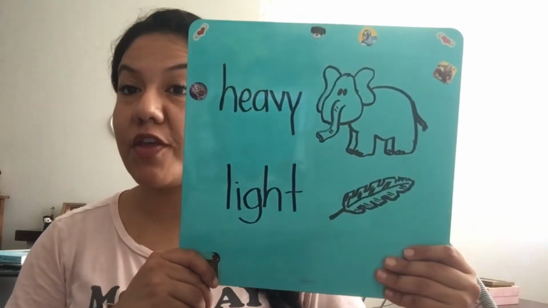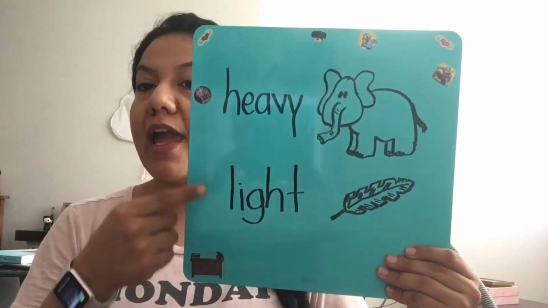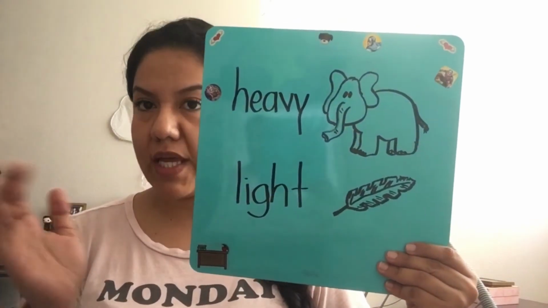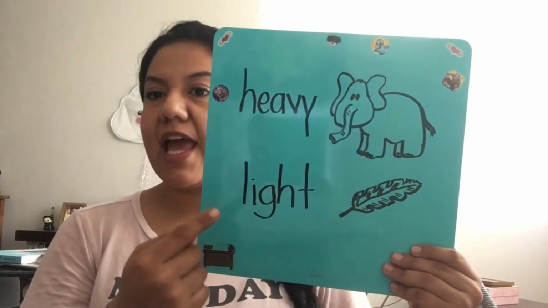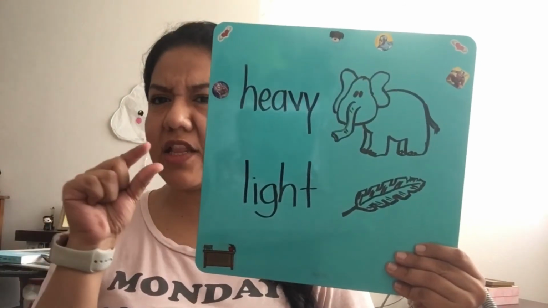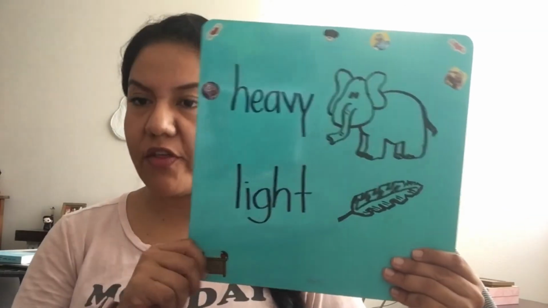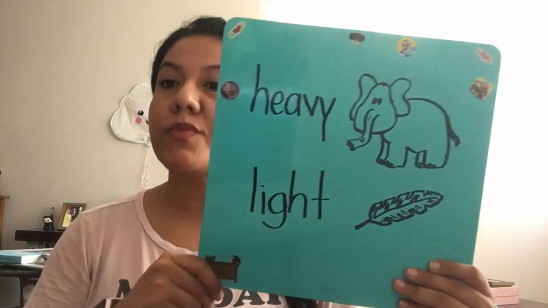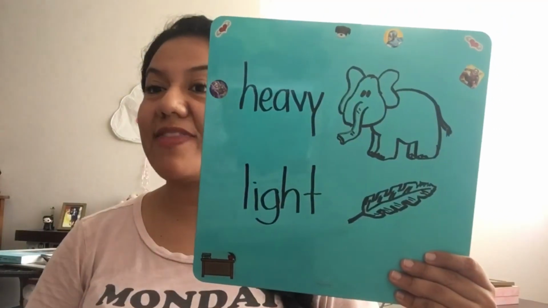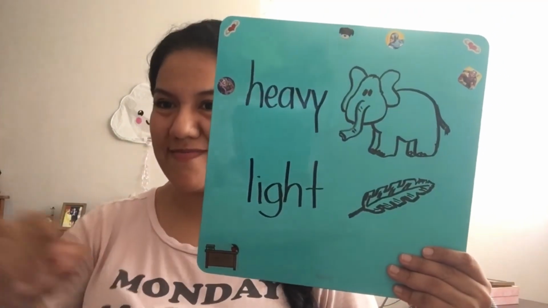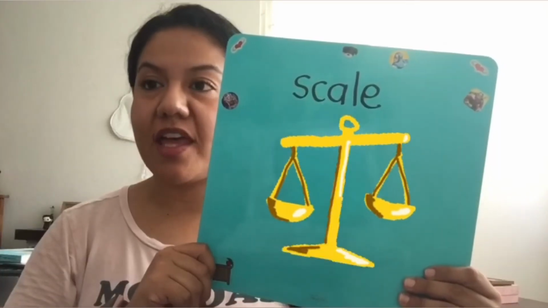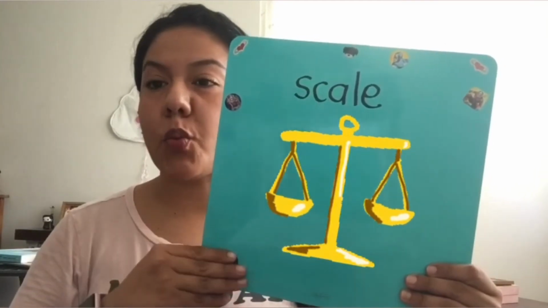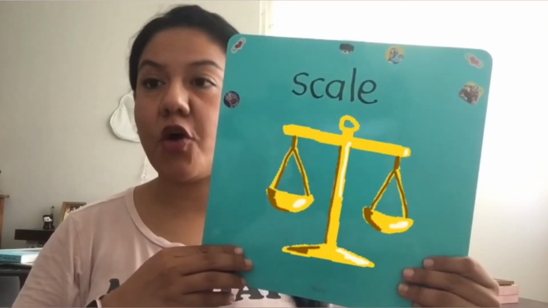And now, to work on the math adventures, we have to talk about heavy and light. Heavy are the things that have a lot of weight, for example, an elephant. And light are the things that have a little weight, for example, a feather. And how do we know when things are heavy or light? Well, we use a scale. It's a machine that helps us to weigh things, okay? So that's how we can know when something is heavy or light.